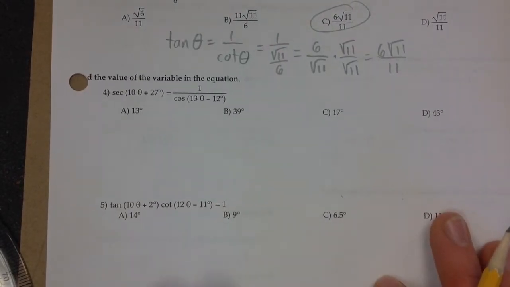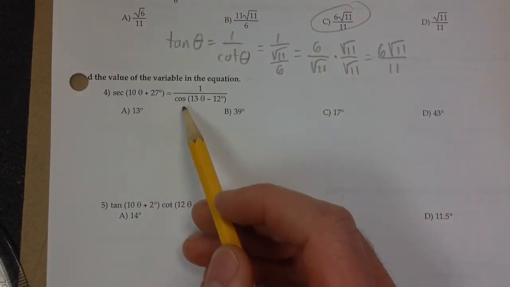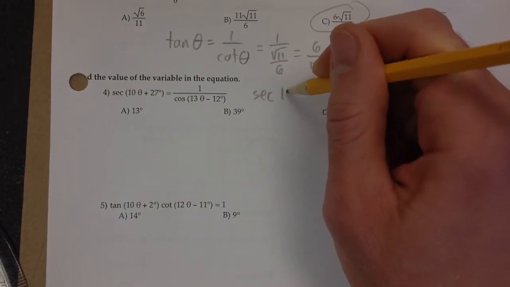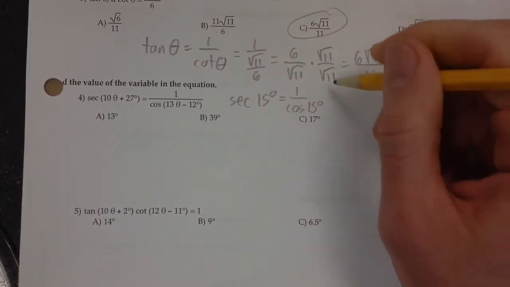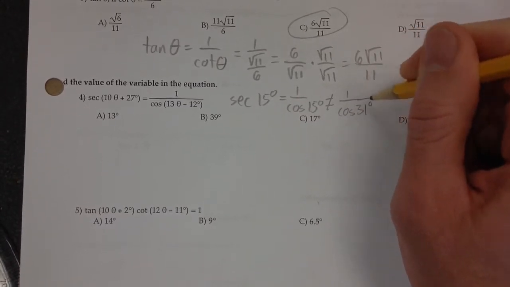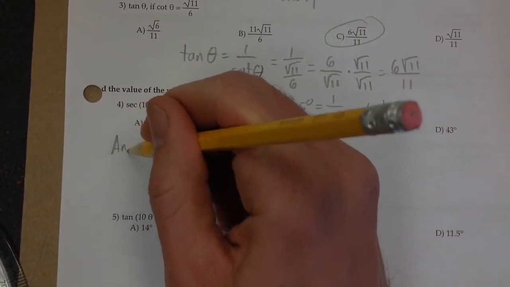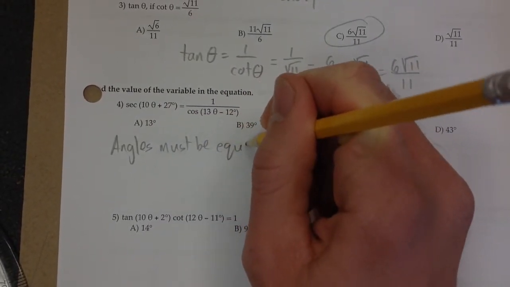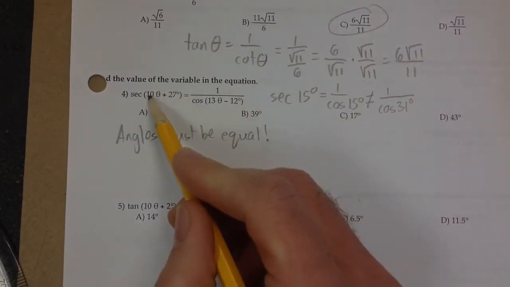Great. 4 and 5 are extremely simple if you know what you're doing. So secant equals 1 over cosine only if the angles are equivalent. Like the secant of 15 degrees equals 1 over the cosine of 15 degrees, but it doesn't equal 1 over the cosine of like 31 degrees or something like that. So the key thing is that the angles have to be equal for this to be a true statement. So just set the angles equal.